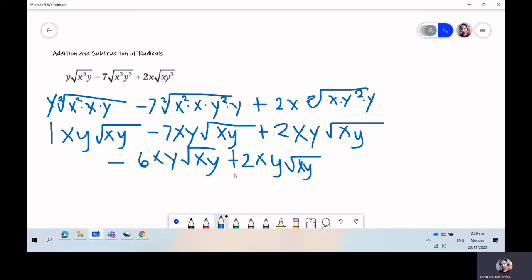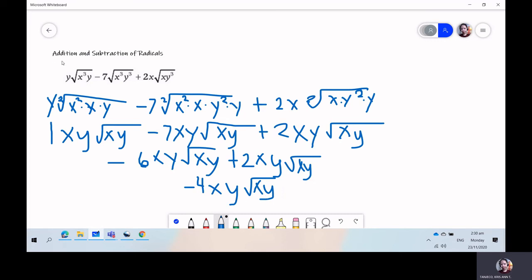So it is negative 6 plus 2. That will be negative 4xy square root of, and then copy the radical xy. So our final answer will be negative 4xy square root of xy.